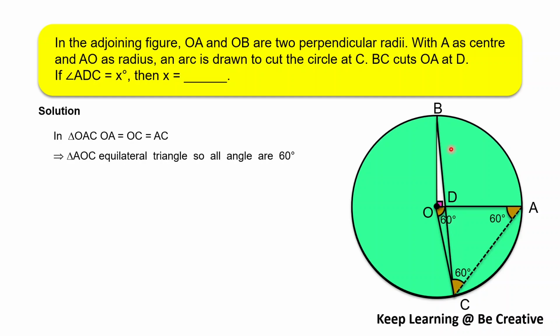Now, we can see that triangle BOC is an isosceles triangle since OC and OB are equal. Angle BOC, which we can calculate very easily, is 60 plus 90, since these two radii were perpendicular to each other. This angle was 90 degrees. So from here, this complete angle comes out to be 150 degrees in this isosceles triangle.